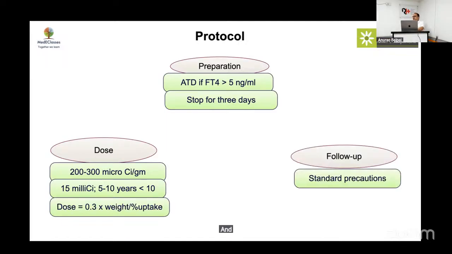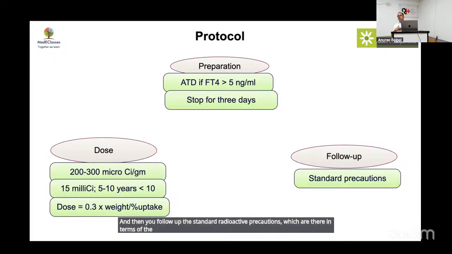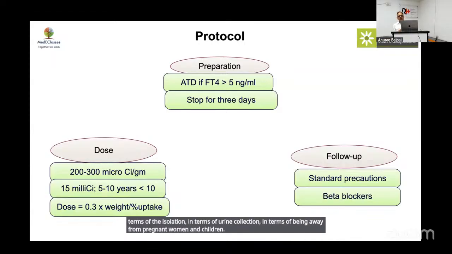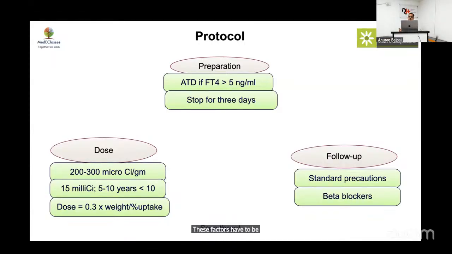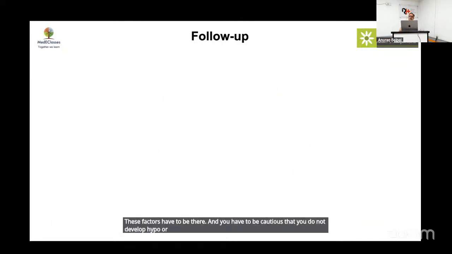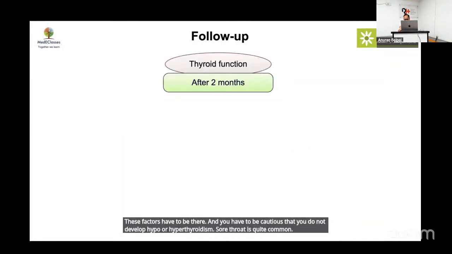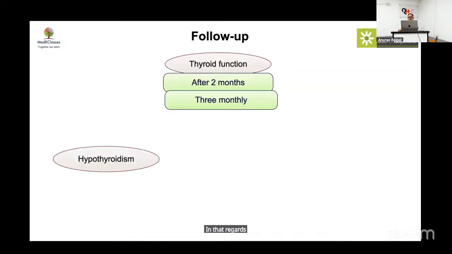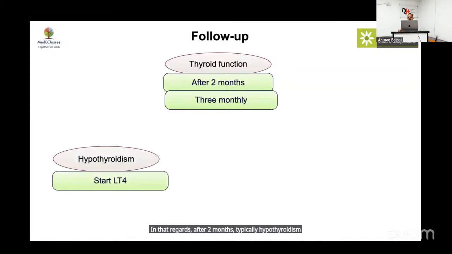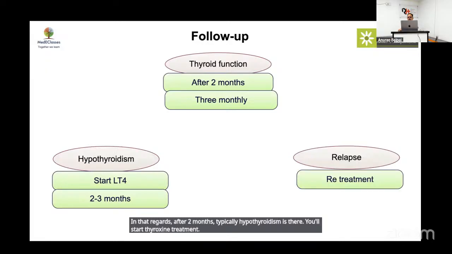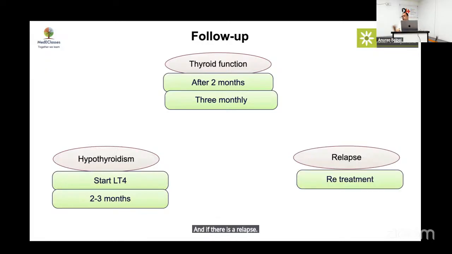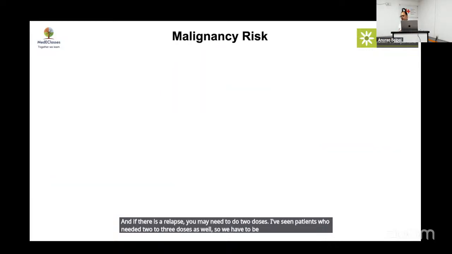And then you follow the standard radioactive precautions, in terms of isolation, urine collection, and being away from pregnant women and children. These factors have to be there. And you have to be cautious that they do not develop hypo or hyperthyroidism. Sore throat is quite common in that regard. After 2 months, typically hypothyroidism is there. You will start thyroxine treatment. And if there is a relapse, you may need to do 2 doses. I've seen patients who needed 2 to 3 doses as well. So we have to be cautious.